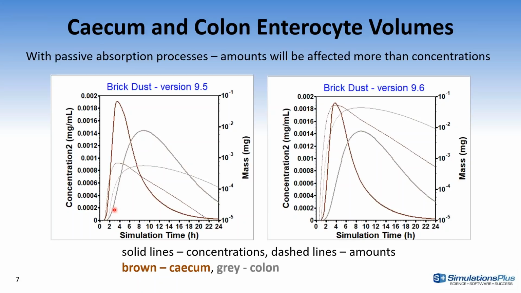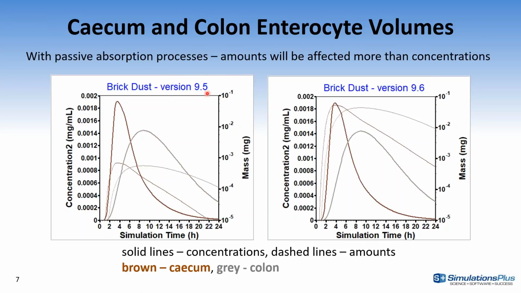One thing to keep in mind is that all the passive processes are driven by concentration gradients. So especially if everything is driven by simple passive diffusion, passive absorption, you would see more significant effect on the amounts of the drug that shows up in, or that remains in the cecum and colon than on the concentrations. That is shown in the plots here.